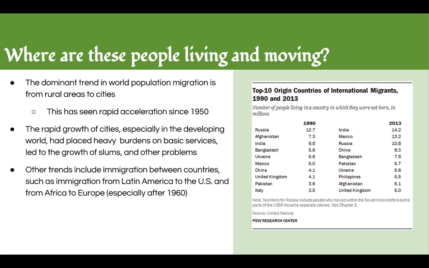Other trends that we see in the world today is immigration between countries, of course, as travel and trade continues to grow with technology. And so we see things like immigration from Latin America to the United States, or from Africa to Europe, especially after 1960 when many of those countries become independent. So these are some of the major trends that we see. Also, there's a major trend of migration or immigration from the Muslim world to Europe as well, which has increased some tensions in the region.